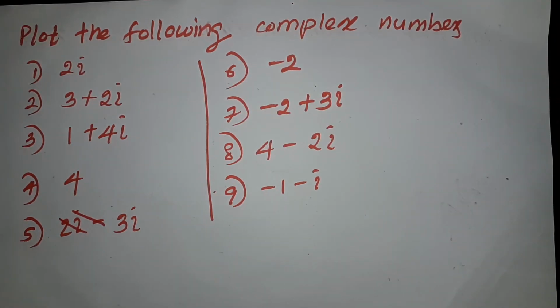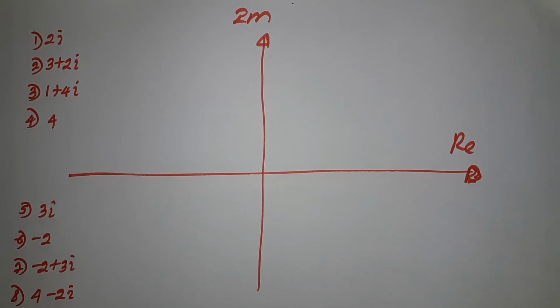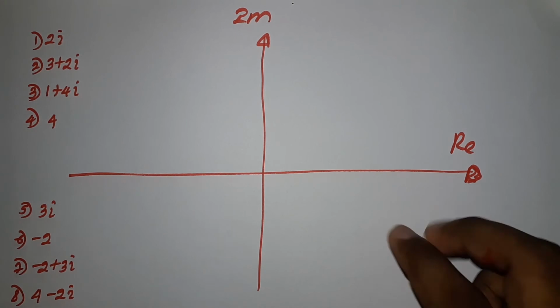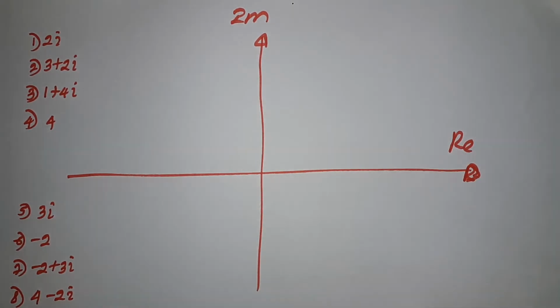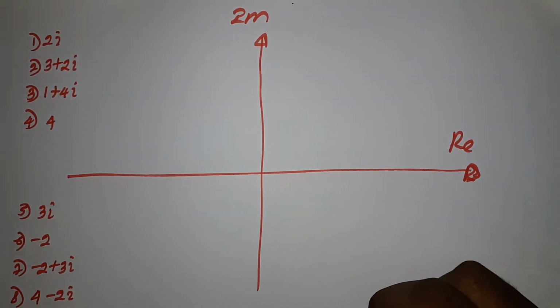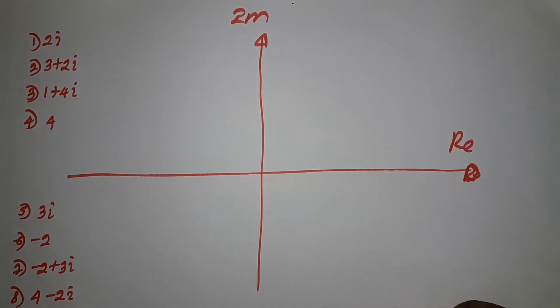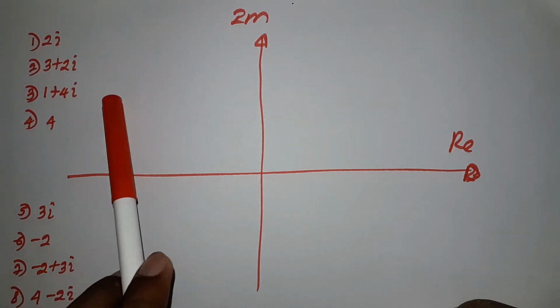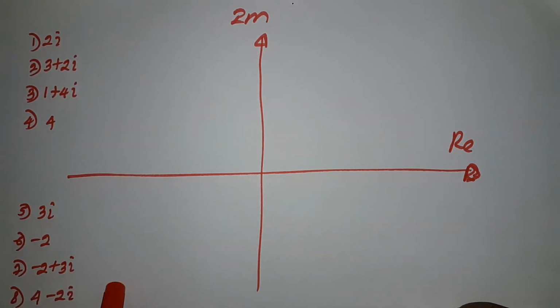Let's plot the following complex numbers. Now I have drawn the empty graph as follows. I have my real axis here and my imaginary axis here. So before plotting, I would like to examine the numbers that I have to determine the ranges. I can see that by looking at these numbers, I'm going to need 4 in each axis, in the positive side and the negative side.